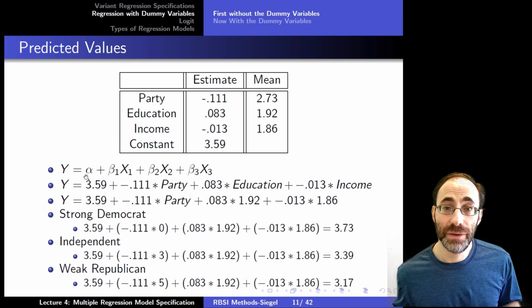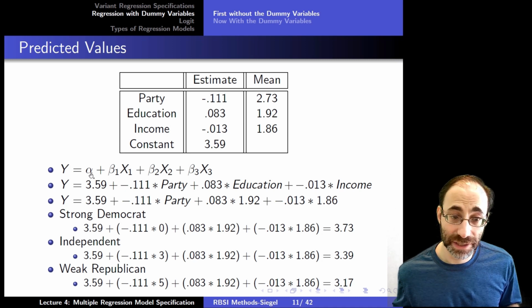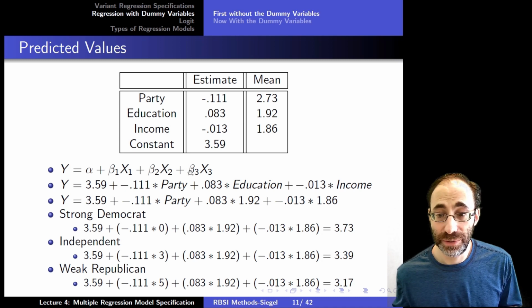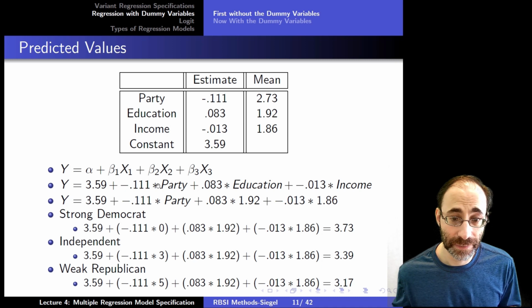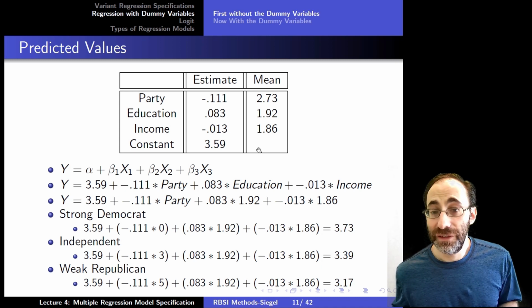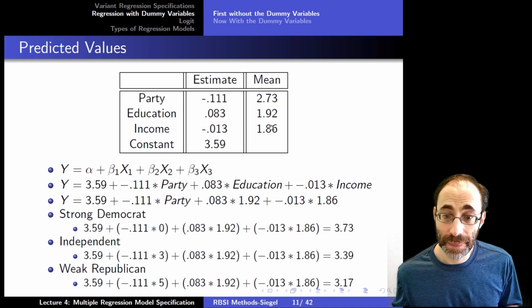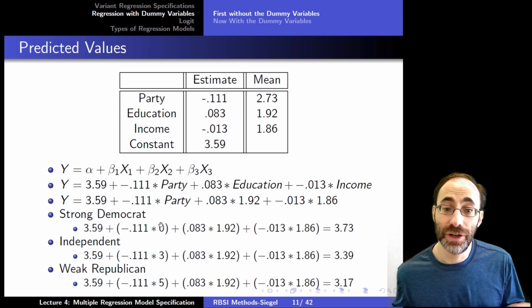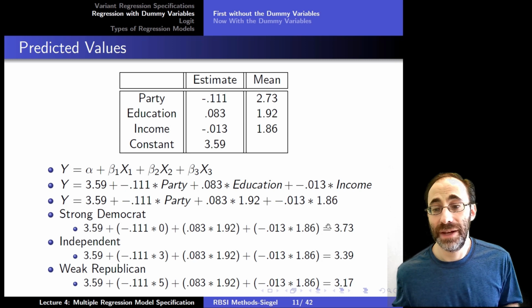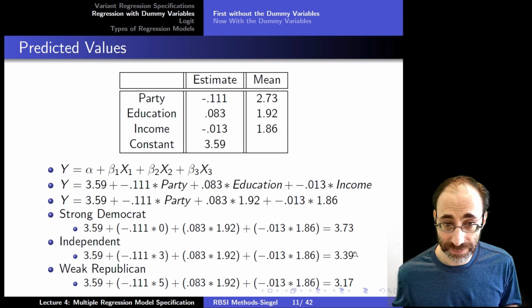So we have our regression equation. We insert our estimates for the constant, for beta 1, for beta 2, and beta 3. That's the second bullet point here. We find the mean values for education and income in the sample. We put them here. And then we just go around changing our partisanship variable to compare strong Democrat to independent to weak Republican. And we get these values.